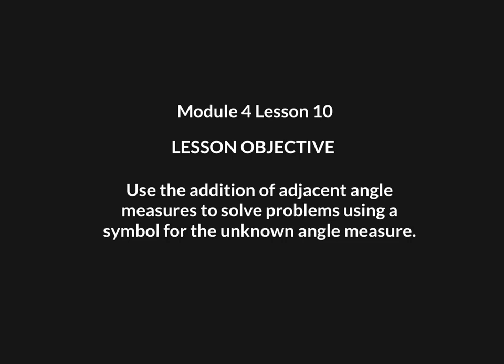And we are getting ready to work on Module 4, Lesson 10 in class tomorrow. So this lesson will help you get ready and prepared to do the work that you'll be expected to do on your own in class. Our objective in this lesson is to use the addition of adjacent angle measures to solve problems using a symbol for the unknown angle measure. So this word adjacent means next to. So we're using angles that are next to angles that we know to figure out angles that we don't know. So get your scratch paper or a whiteboard and a pencil, and let's get ready to go.